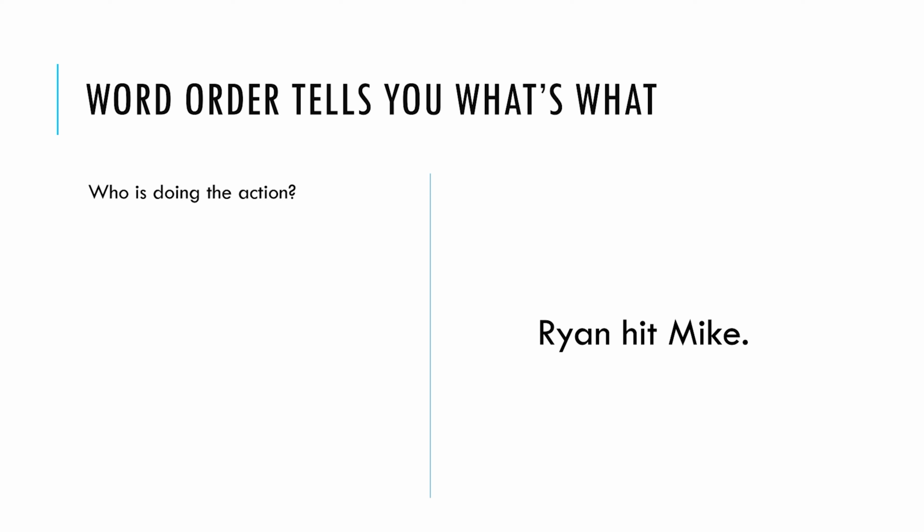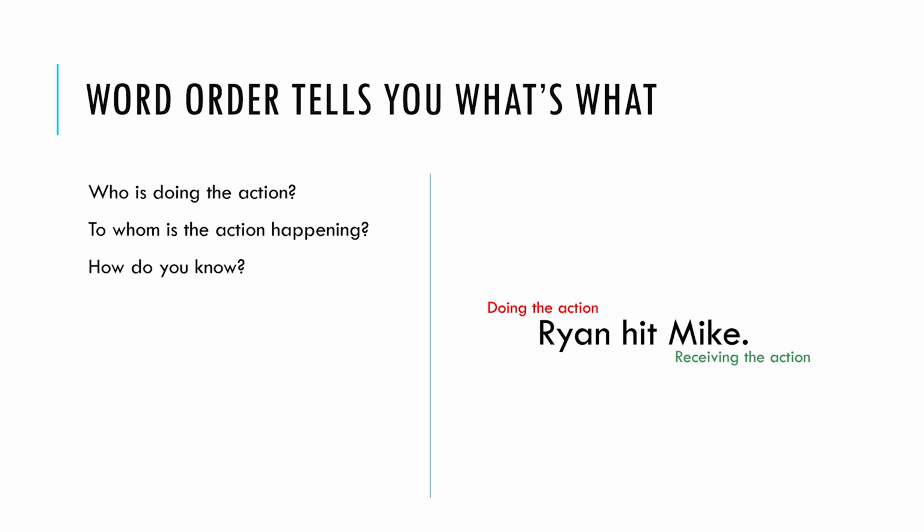If I ask you the question, okay, to whom is the action happening? Who's getting hit? You're gonna know that it's Mike. So you'll be able to look at the sentence and say, okay, Ryan's doing the action and Mike is receiving, right? That's pretty obvious. You know that even if you've never taken a single lesson of English grammar. So the question is, how do you know that?